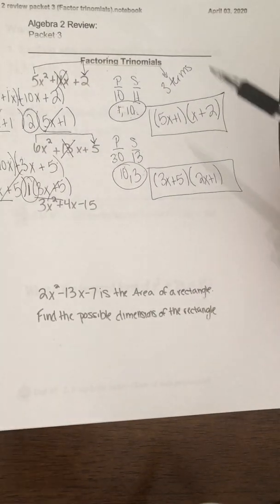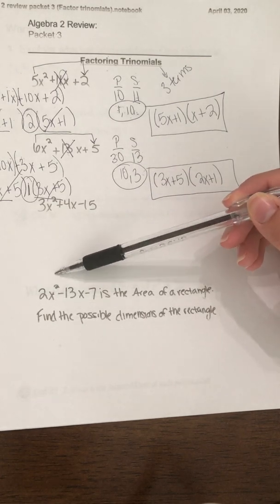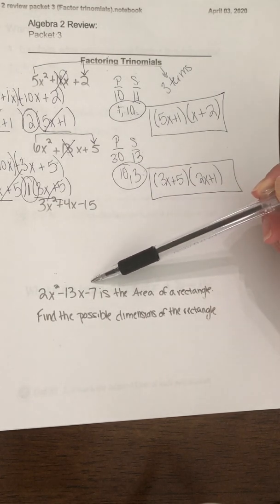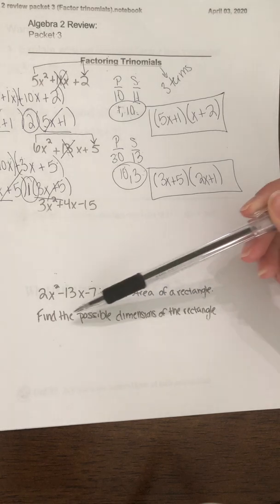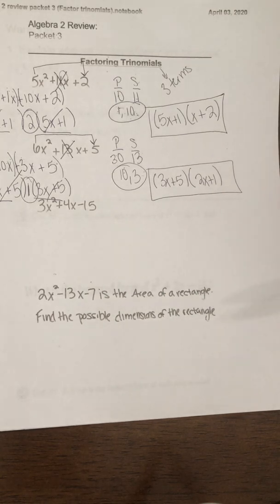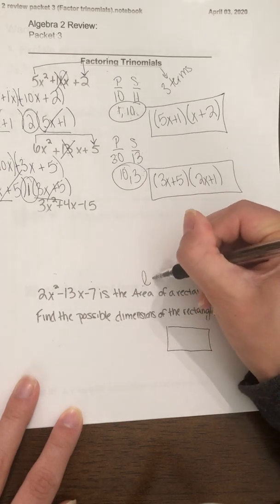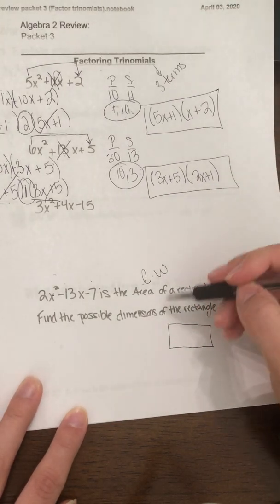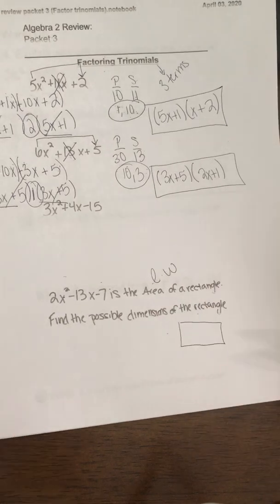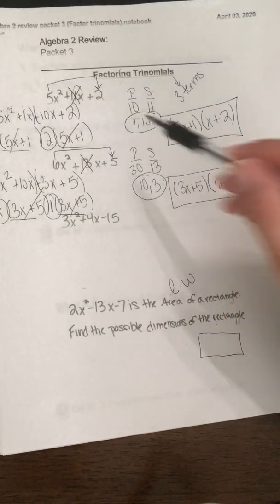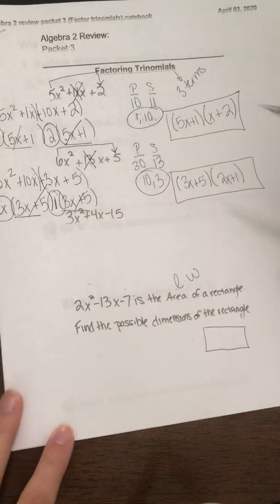Okay, let's do this rectangle one down here. It says 2x squared minus 13x minus 7 is the area of a rectangle. Find the possible dimensions of the rectangle. So if I have a rectangle and I'm finding the area, area is length times width. So I have to find out what the length and the width, those possible dimensions, what they could be. You're basically doing the same thing up here. You're going to factor with product and sum because we have 3 numbers.